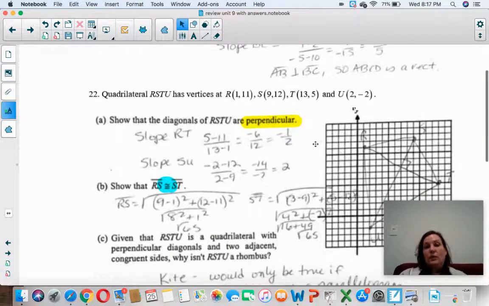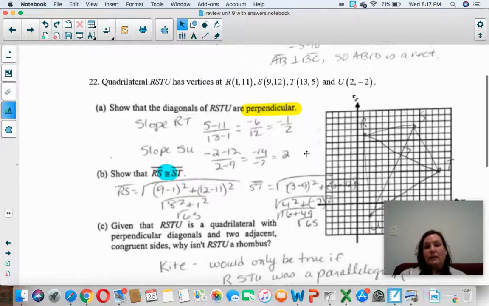22 wants me to show that the diagonals are perpendicular. So I find the slope of RT right here, and I find the slope of SU, which is right here. They are in fact perpendicular. This is negative 1/2, and this is 2. Again, my slope formula is just y2 minus y1 over x2 minus x1.